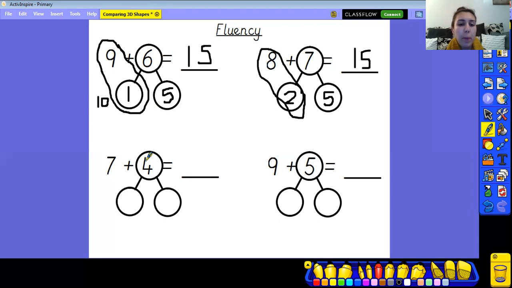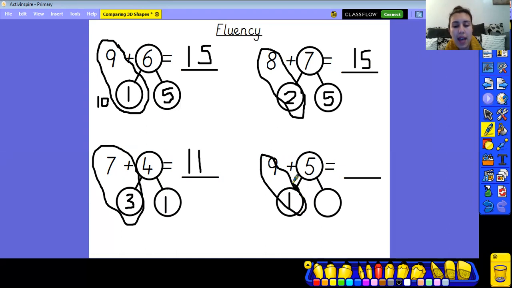7 plus 4, well, 7 plus 3 equals 10. And then I didn't want to just add 3, I wanted to add 4, so I need to add 1 more. So 10 add 1 equals 11. And then 9 plus 5, well, I'm going to partition my 5 into 1 because it bonds with 9 to make 10, but I need to add 4 more to make my full 5. So 10 plus 4 equals 14. Well done if you got those right.